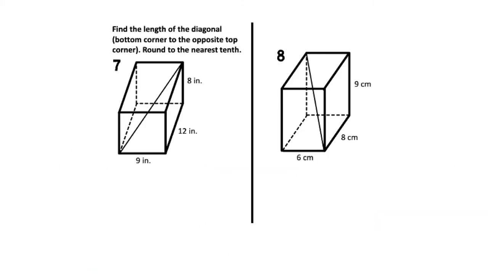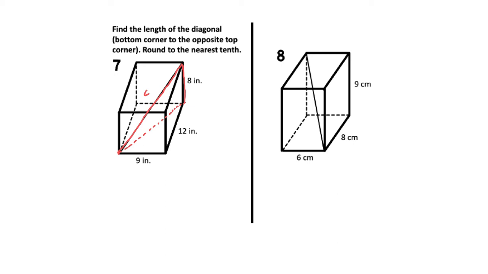Now that we've looked at examples in 2 dimensions, let's look at an example in 3 dimensions. Find the length of the diagonal from the bottom corner to the opposite top corner and round to the nearest tenth. Well, this diagonal right here makes a right triangle when combined with the height and with the diagonal of the base. In order to use the Pythagorean theorem to find the diagonal of the box, we will need to find the diagonal of the base first.